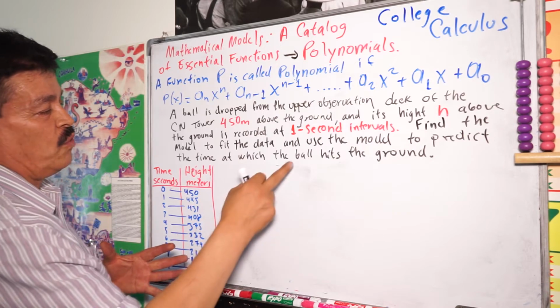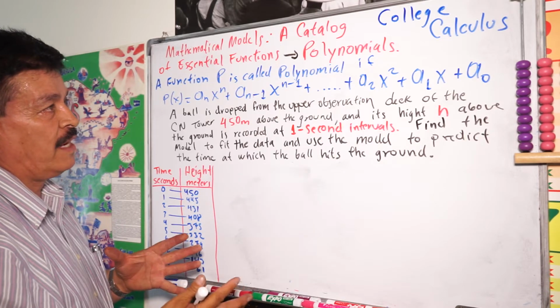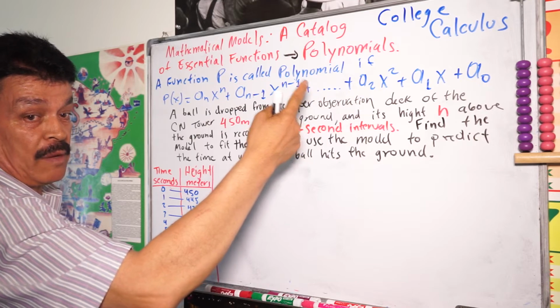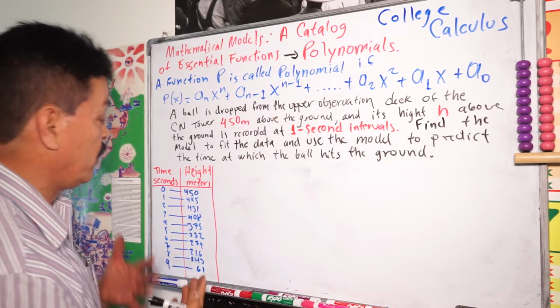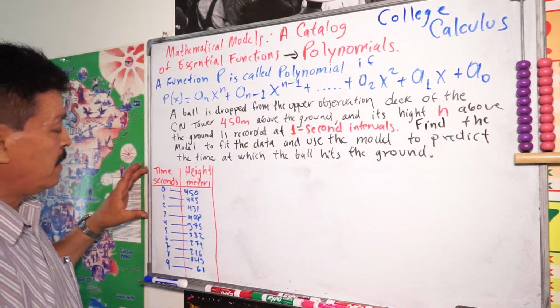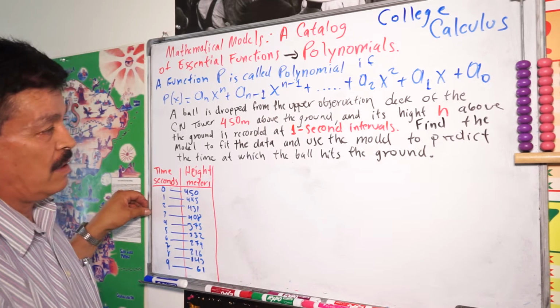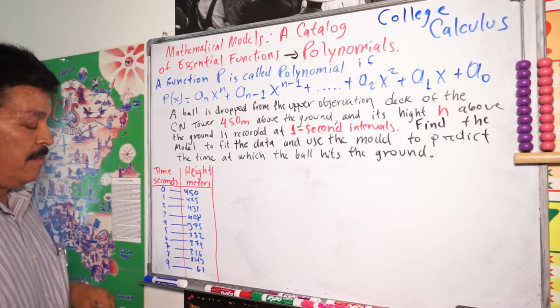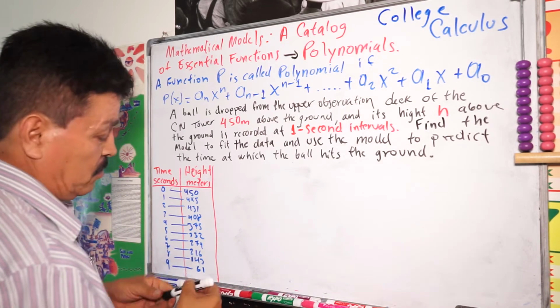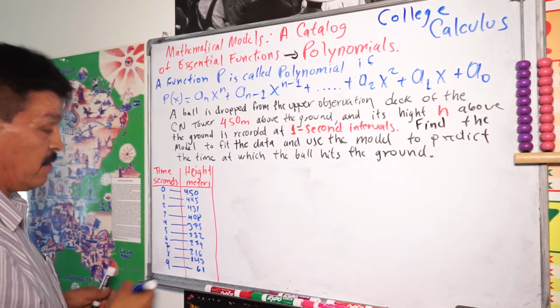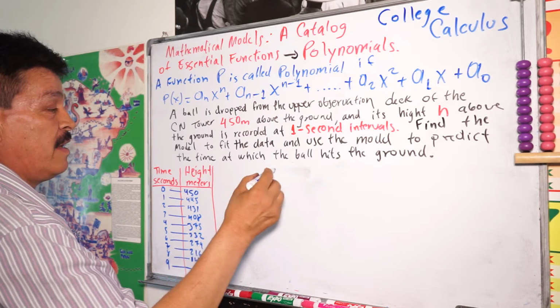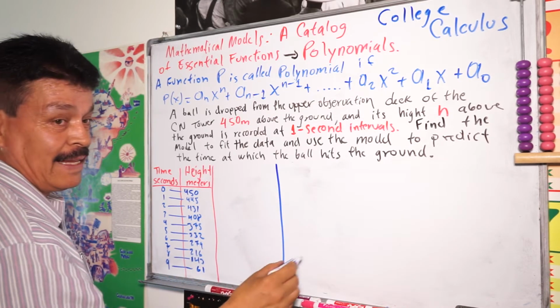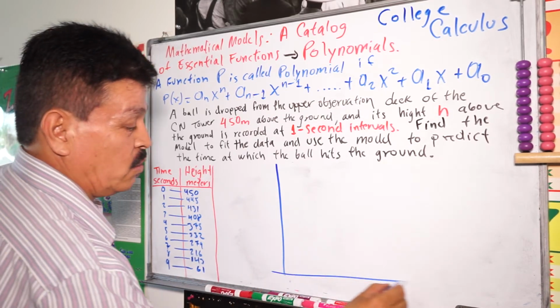We are going to find a model using polynomials, I mean a function. I dropped this table here, which belongs to our problem. For example, you make a graph, because you want to do the graph of this. Of course, we are able to graph here, so I'm going to try to make the graph.